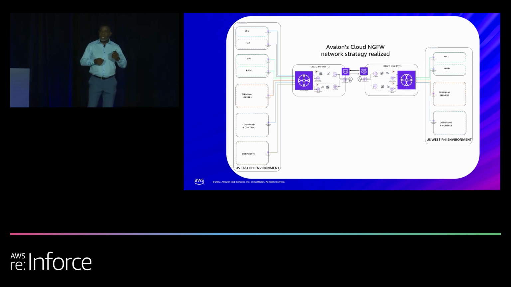And then, oh, by the way, East Coast goes down. We have it set up so that we can swing Route 53 and swing that traffic out to the West Coast. So we actually use the regions as an HA model, just like the availability zones.